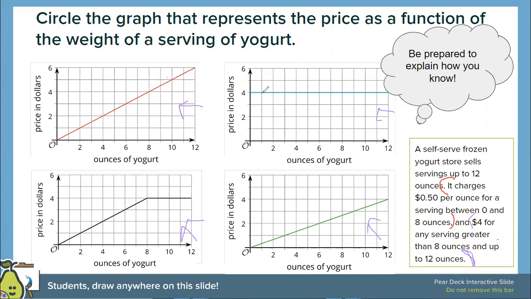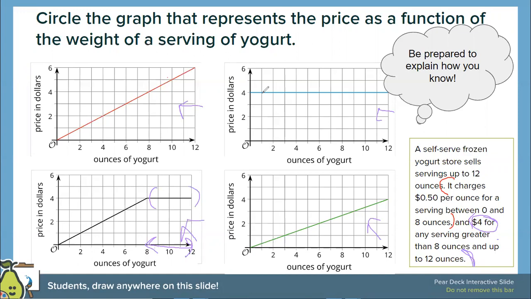I'm going to go to the second part that's in purple here. It says $4 for any serving greater than 8 ounces and up. So what that means is between 8 ounces and 12 ounces, it is $4. It consistently stays $4. So between 8, which is right here, all the way to 12, it stays $4.